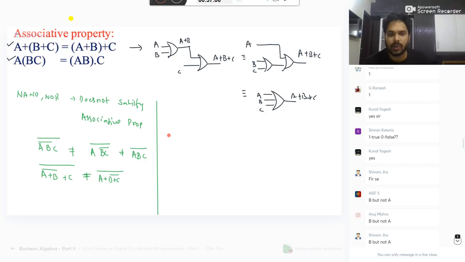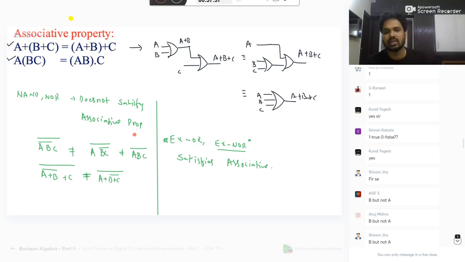XOR and XNOR satisfy associative. Here, a little explanation is required. Just wait for some time. When we discuss XOR and XNOR in tomorrow's class, I will prove all those conditions. Just for timing, note it.